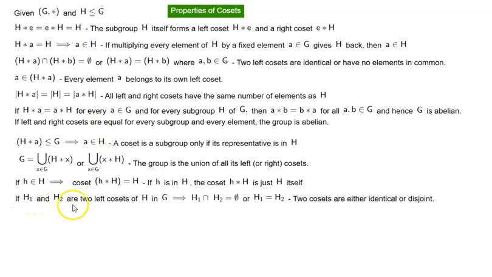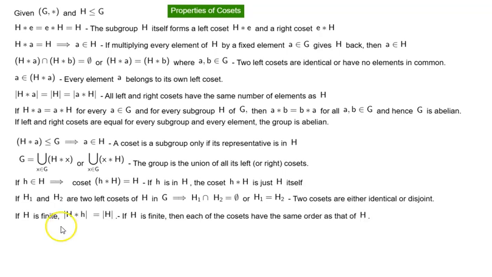If H1 and H2 are two left cosets of H in G, it implies H1 intersection H2 is a null set or H1 is equal to H2. That is, the two cosets are either identical or disjoint. If H is finite, then order of H times h is equal to order of H. So if H is finite, then each of the cosets has the same order as that of H.